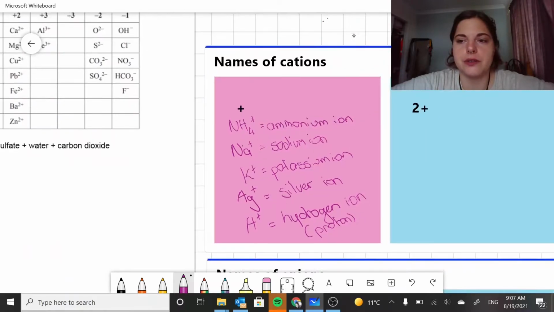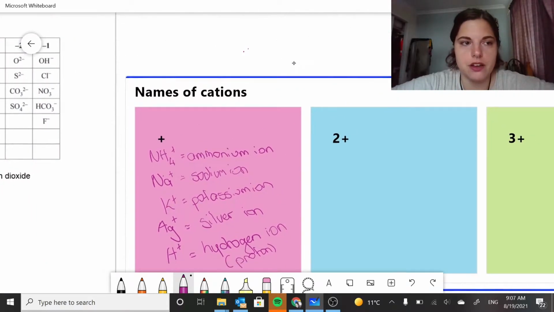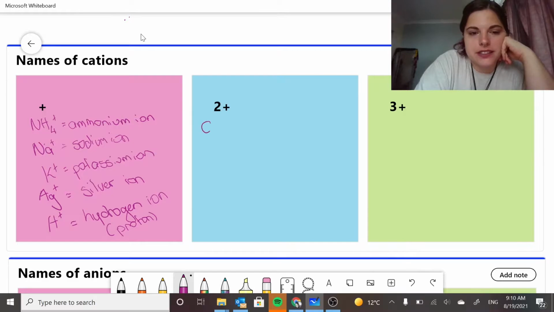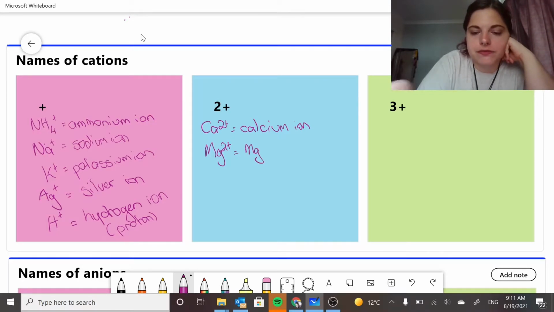Now, if we go into our 2+ ions, so these, even though you can't see the list, maybe have your worksheet open while you're having a look at this video. Definitely worth doing. So the first one that's up there is Ca2+, and that is the calcium ion. Then we have our buddy Mg2+, who we've talked about already in this video, which is the magnesium ion.